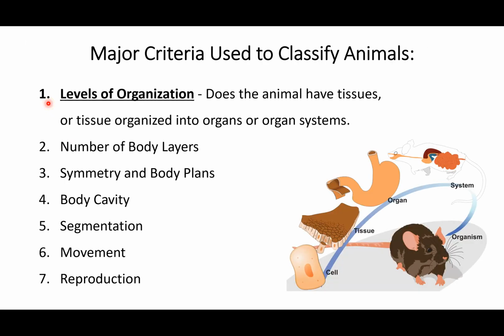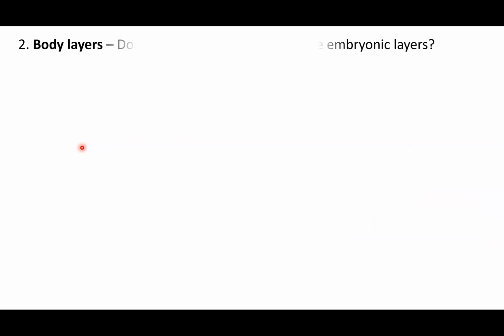So actually number 2 here is called number of body layers. And the question here is, does the animal have 2 or 3 embryonic layers?